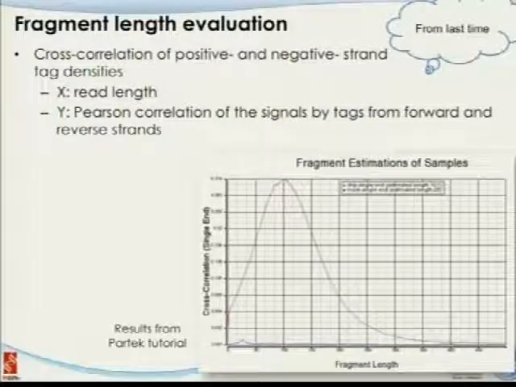And this is a very standard approach. What people do is they calculate the cross correlation of positive and negative strand tag density. After shifting in the right direction, for example, if we shift one base pair and the correlation looks like this, and here in this window, once you shift 100 base pairs, you can see the highest correlation between the positive and negative signals. That's a good indication that most of your fragments at least peak at about 100 base pairs.